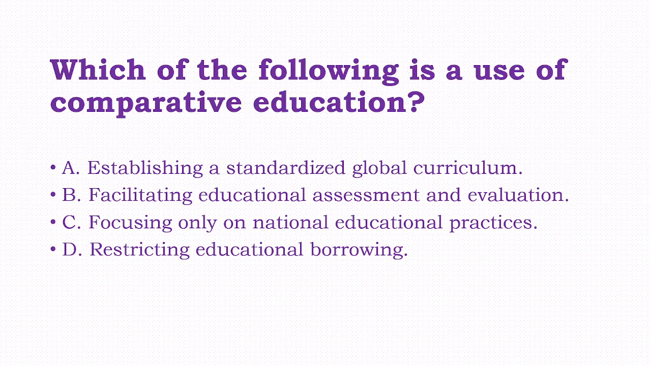Next, which of the following is a use of comparative education? Options: establishing a standardized global curriculum, facilitating educational assessment and evaluation, focusing only on national educational practices, restricting educational borrowing. Answer of this question is option B, that is facilitating educational assessment and evaluation.